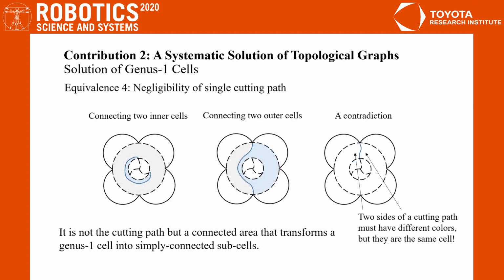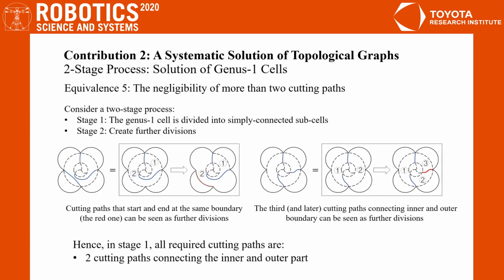The fourth one is that we needn't consider a single cutting path, because the two sides of the cutting path are the same cell, which are impossible to have different colors. The fifth one is that we only need to consider two cutting paths, which divide the original genus 1 cell into two simply connected subcells, because all other cutting paths can be seen as further divisions of the subcells. In conclusion, we prove the finite solvability of the genus 1 cell.